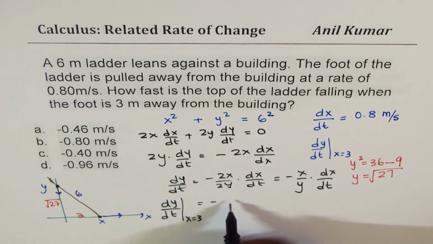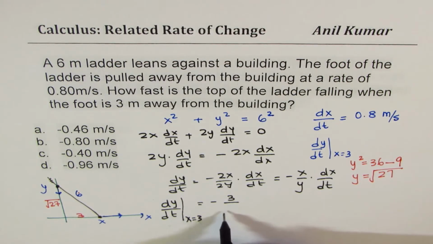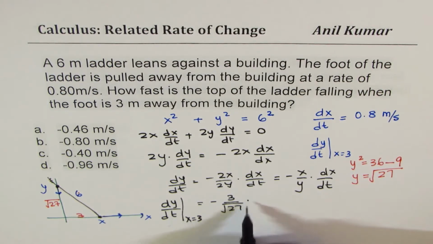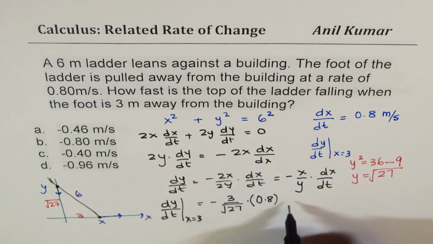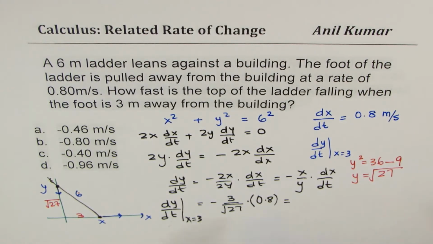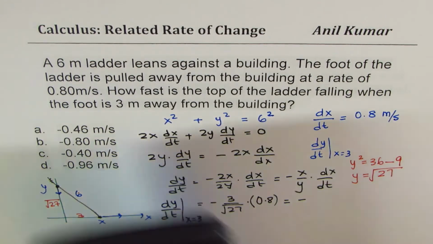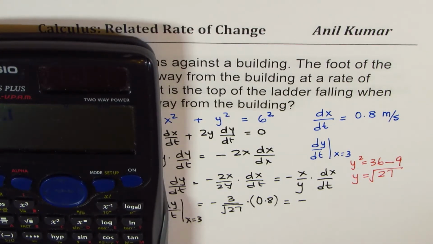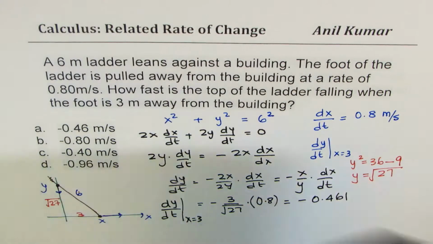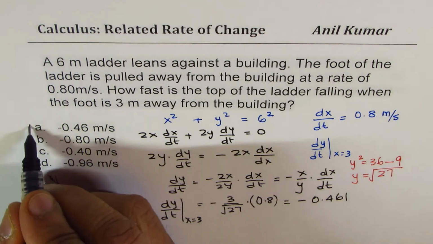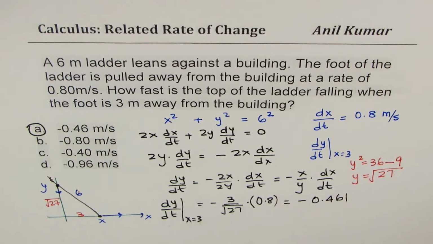So let's substitute this value. We have minus, x is 3 for us, y is the square root of 27, and dx/dt is given to us as 0.8. So let's multiply and get the answer. It is of course negative, as expected. So we have 3 times 0.8 divided by the square root of 27, which is equal to, let's see the decimal value, 0.461, correct? So the closest is A, which is minus 0.46 meters per second, right?